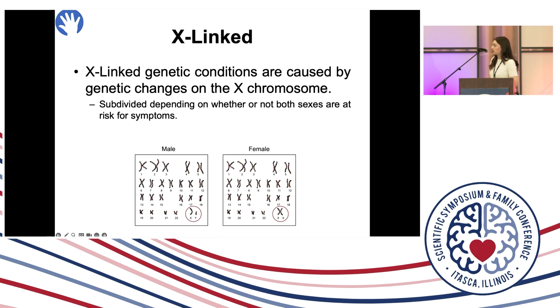Moving into our X-linked inheritance patterns, of course, conditions that are X-linked mean that the genes that cause them are on our X chromosomes. And we can subdivide the X-linked inheritance pattern into 2 types, depending on whether or not both of the sexes are at risk to develop symptoms. And so here again is our little karyotype, our little chromosomes, and we can see again that the male has an X chromosome and a Y chromosome, and the female has 2 X chromosomes.